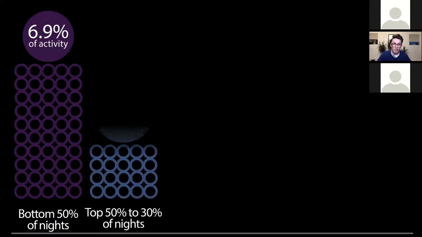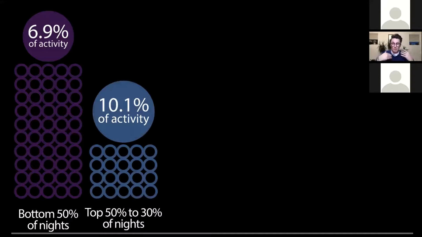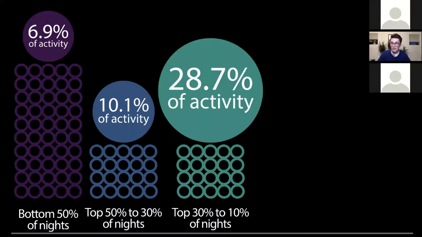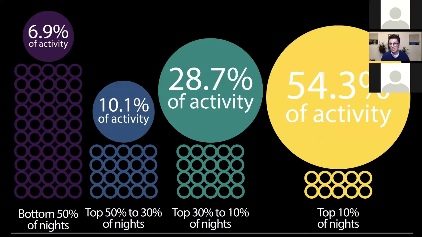This is, again, spring and fall. We see in the next 20% of nights, it's just around 10.1% of activity. And hopefully you can see where we're going here. The next 20% of nights account for around 28.7% of activity. And then lastly, it's just the top 10% of nights. So basically around 10 nights account for 54.3% of the activity. So hopefully you can see this delicate balance here, right? If we said turn off your lights from March to mid-June, that might be problematic in terms of getting buy-in.